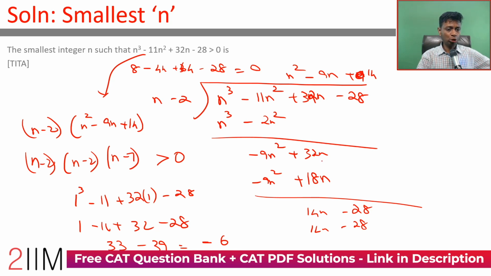When n is 3, 4, 5, it won't work. When n is 1, all three factors are negative, so it doesn't work. Between 3 and 7, it doesn't work: these two will be positive, this is negative. The smallest integer that will work is the integer 8.